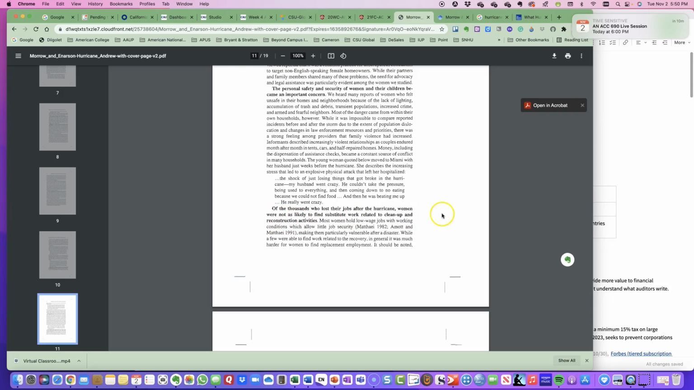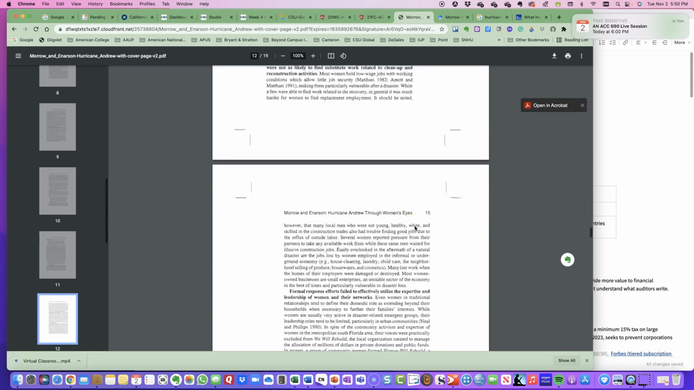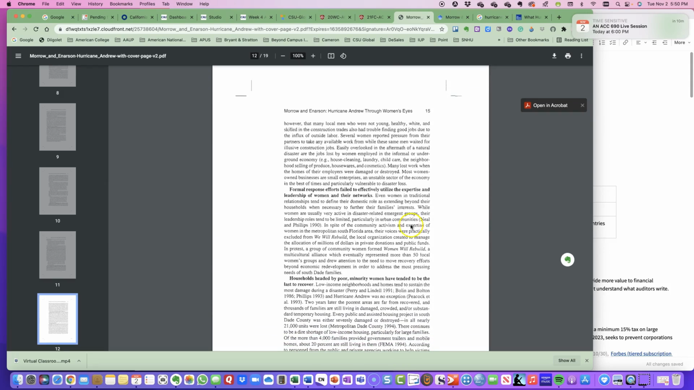And so then of the thousands who lost their jobs under the hurricane, women were not as likely to find substitute work related to cleanup or reconstruction activities, right? Because typically women at that time held some low wage jobs, with working conditions that allowed little job security. So that made them vulnerable to this disaster.